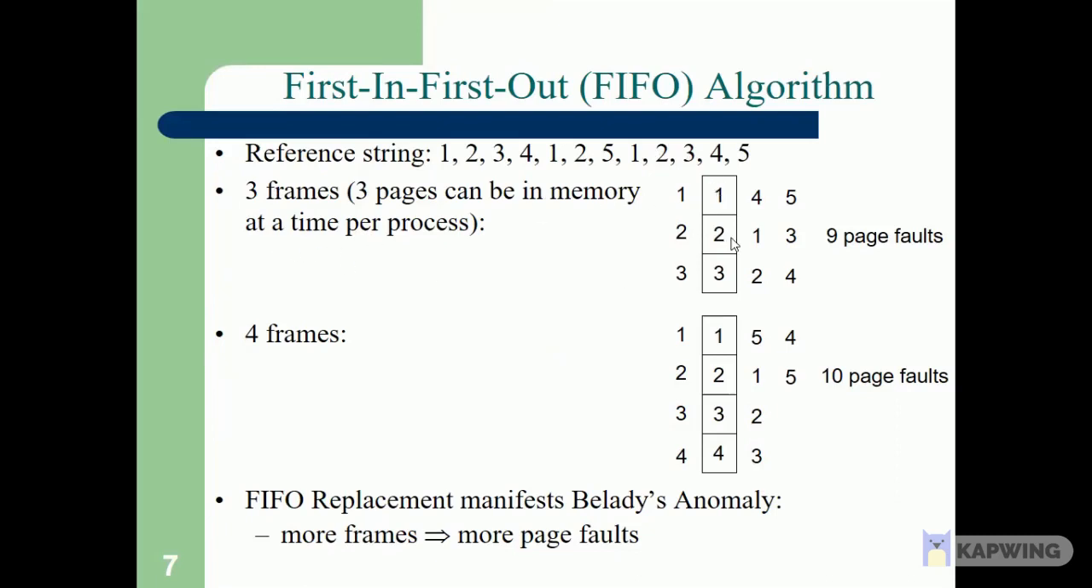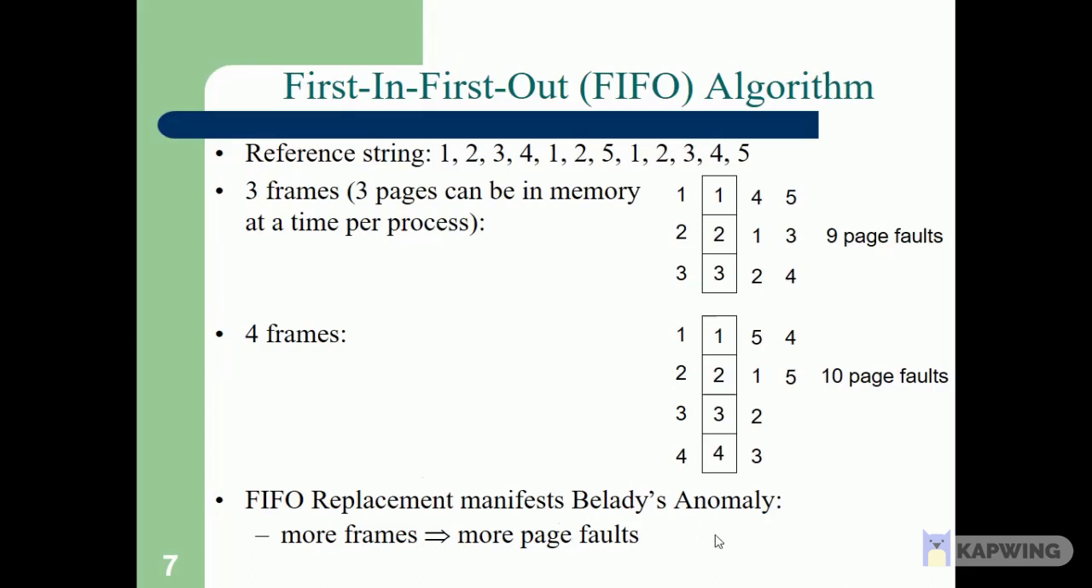So what happens here? We can go for the FIFO algorithm for the frame size 3. So total number of page faults are 9. Okay, total number of page faults are 9. But when we are using the frame size 4, total number of page faults are 10. So FIFO page replacement manifests Belady's anomaly.